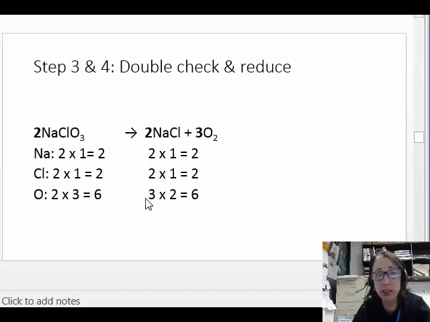Our equation is balanced, and the coefficients of 2, 2, and 3 have 1 as the greatest common factor, so we do not need to reduce the coefficients.